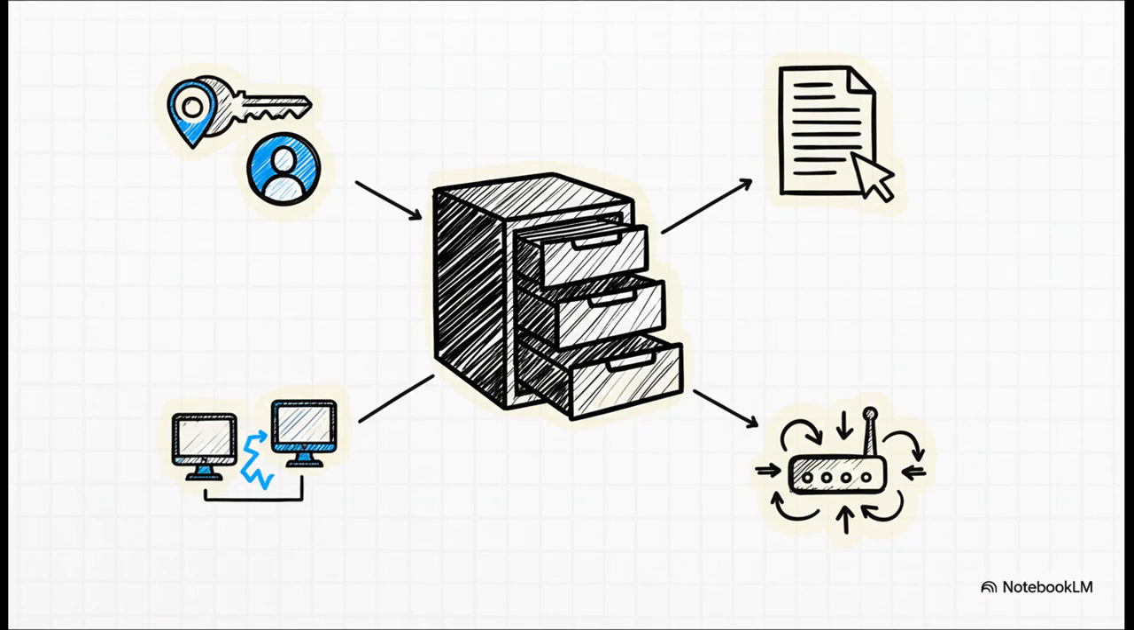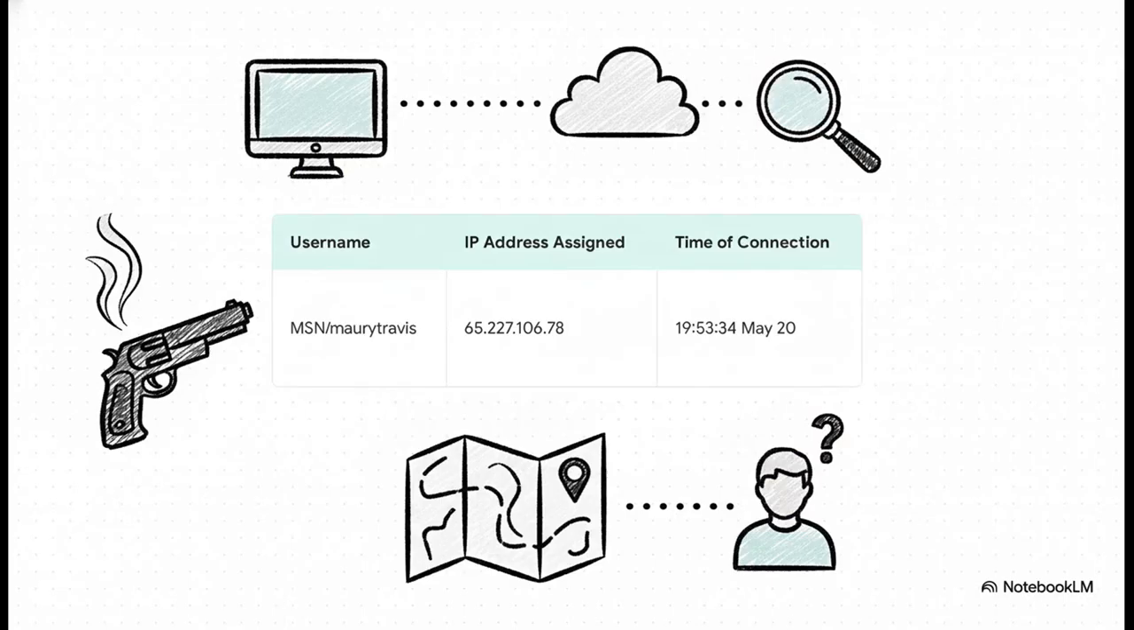So investigators are looking for clues in a few key places. You've got authentication logs, which show who logged in and from what IP address. Then you have application logs, which show what they actually did once they were in. State tables show what connections are happening in real time. And then you have logs on network devices, like routers, that show the bigger picture of all the traffic flowing through.